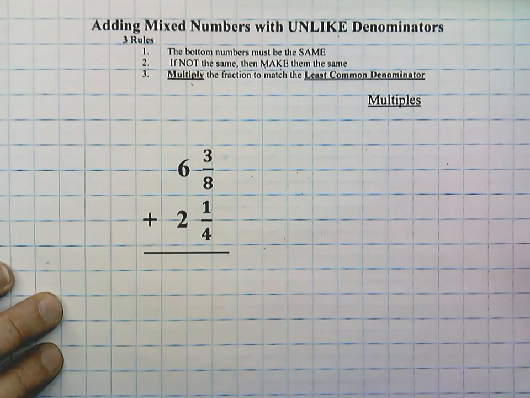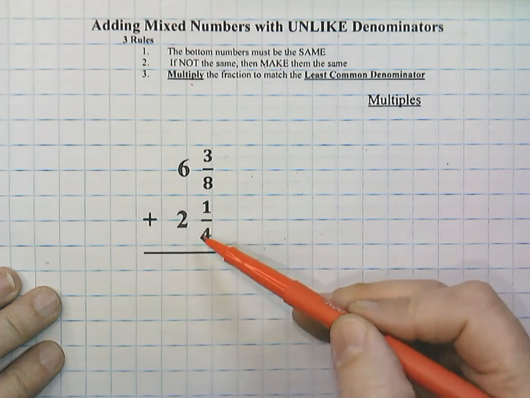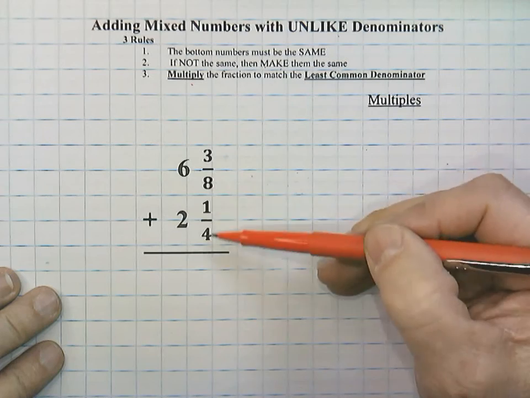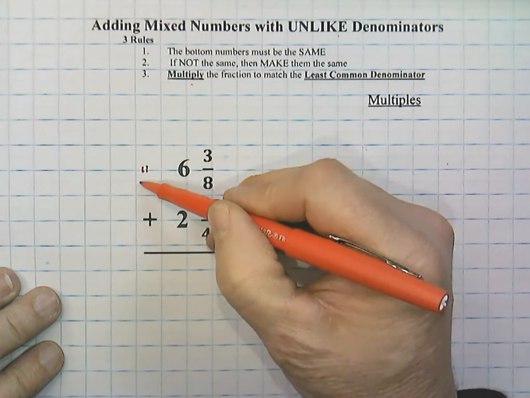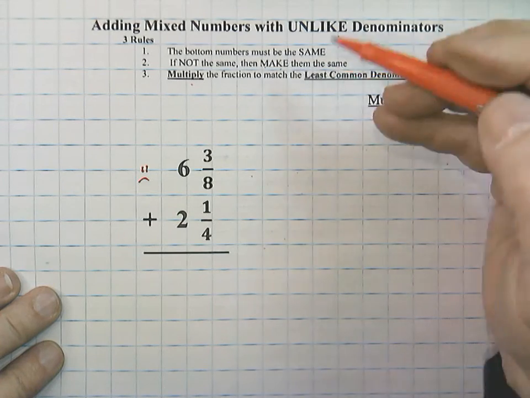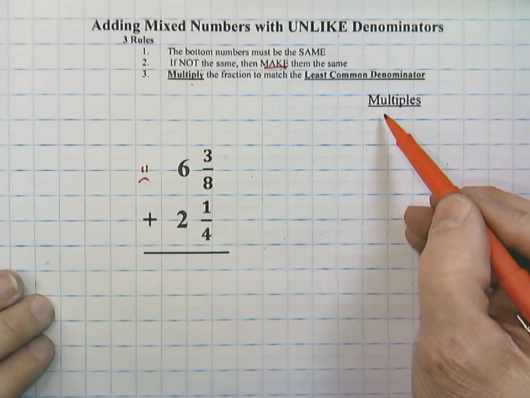Let's try one more. Go ahead and pause it if you want and give it a try. We'll go ahead and solve it. Okay, 6 3/8 plus 2 1/4. I start with my fractions, and right away I see that the bottom numbers are not the same. By rule, it would break rule 1. Rule 2 means we have to make them the same, and we're going to use our multiples.